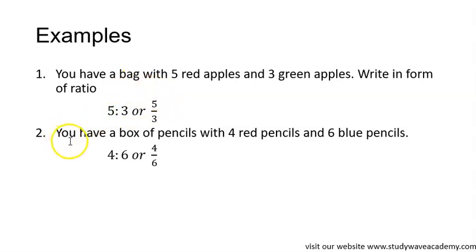Let's look at another example. You have a box of pencils with 4 red pencils and 6 blue pencils. So 4:6, or 4/6. The ratio of the red to the blue is 4:6, or 4/6. Do you understand? So this statement is written like this, okay? Good.